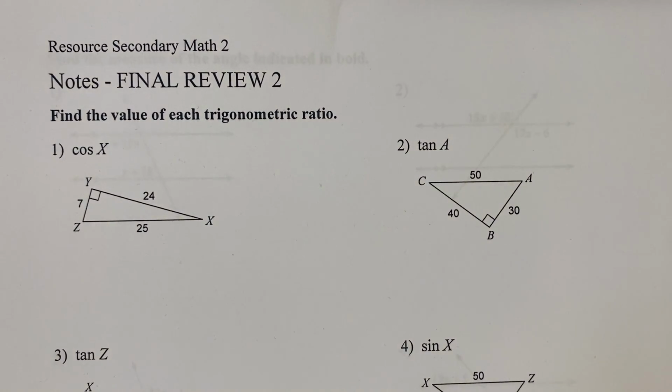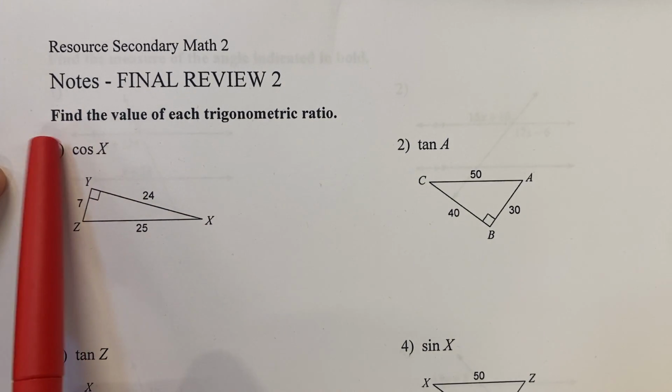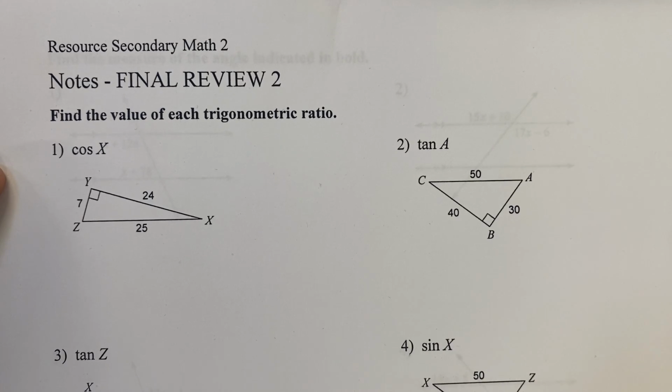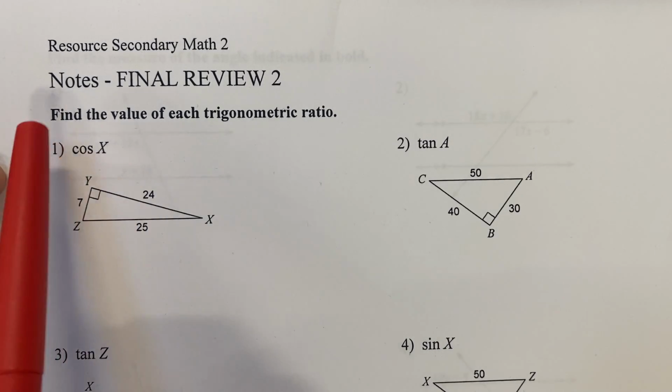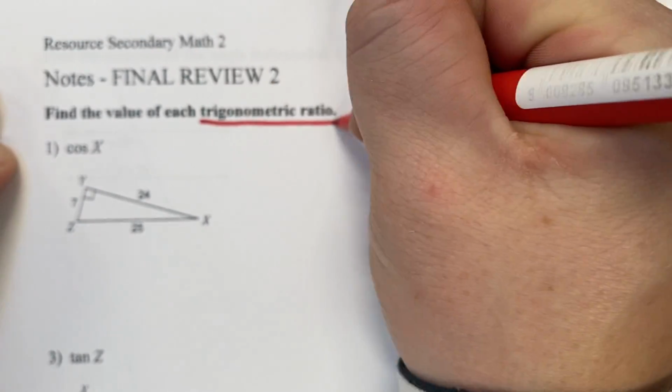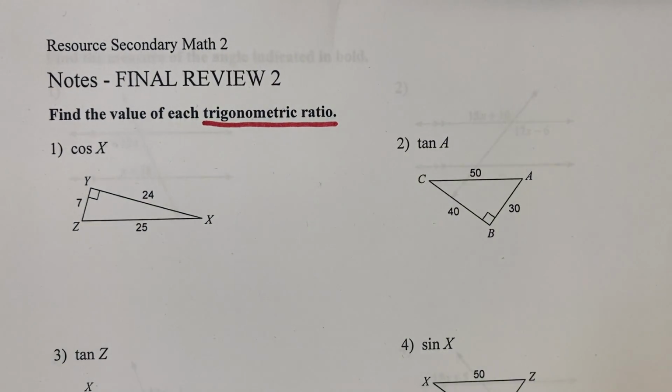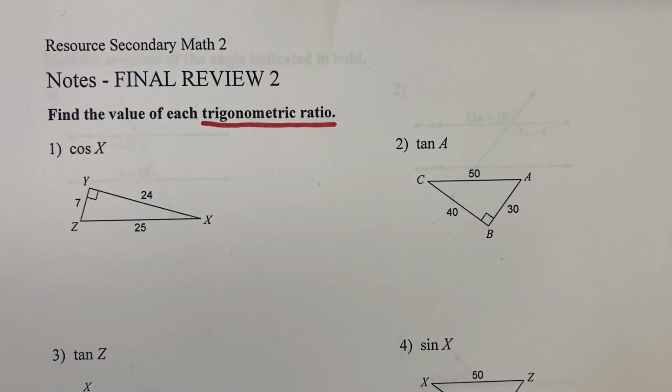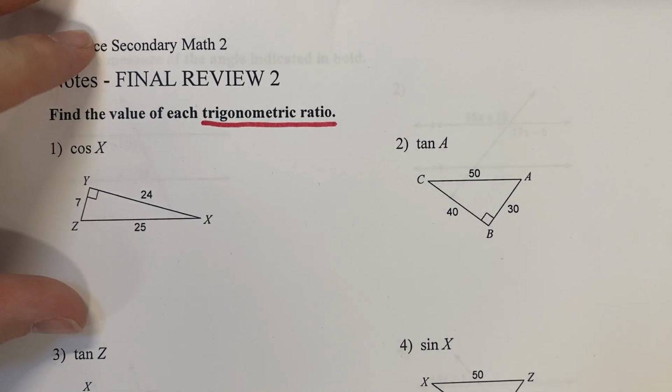All right. We are going to be doing our second and final review for our final for Secondary Math 2. Okay, so let's just go ahead and jump right into it. For the whole first page, numbers 1 through 8, we are going to be using trigonometry. It's asking us to find the value of each trigonometric ratio. Well, let's remind ourselves what these trigonometric ratios are.